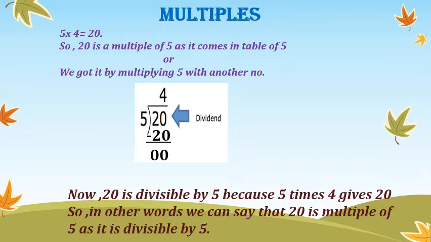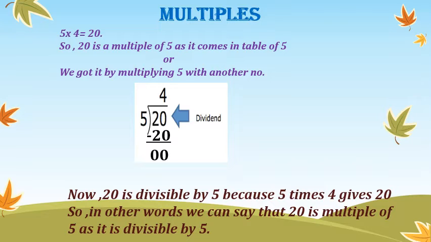Now when I say 5 multiplied by 4 equals 20, so 20 is a multiple of 5 as it comes in the table of 5, or we got it by multiplying 5 with another number, right? So a multiple of a given number means the numbers which are coming in its table or the numbers which we get by multiplying it with some other number.